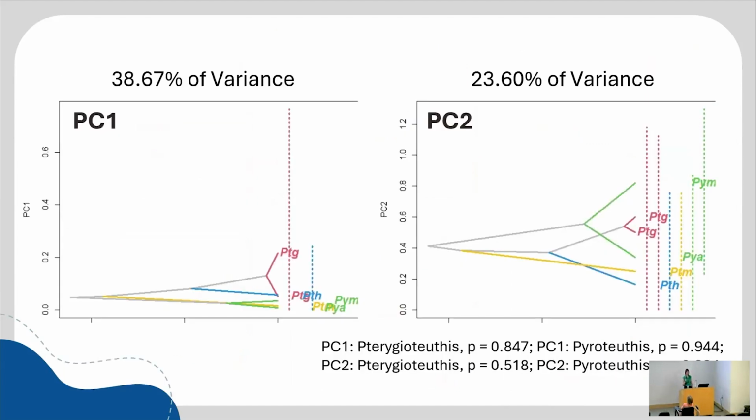When we look at the PCs, you get the same thing. So PC1, the percent of variance is 38.67, and the percent of the variance in PC2 is 23.6. And you see the same thing. You see Gemata and Giardia are diverging. So sister groups are diverging pretty differently recent in time in PC1. You see some divergence in our Pyroteuthis taxa, but none of these are significant based on our simulations, which you can see the p-values down.